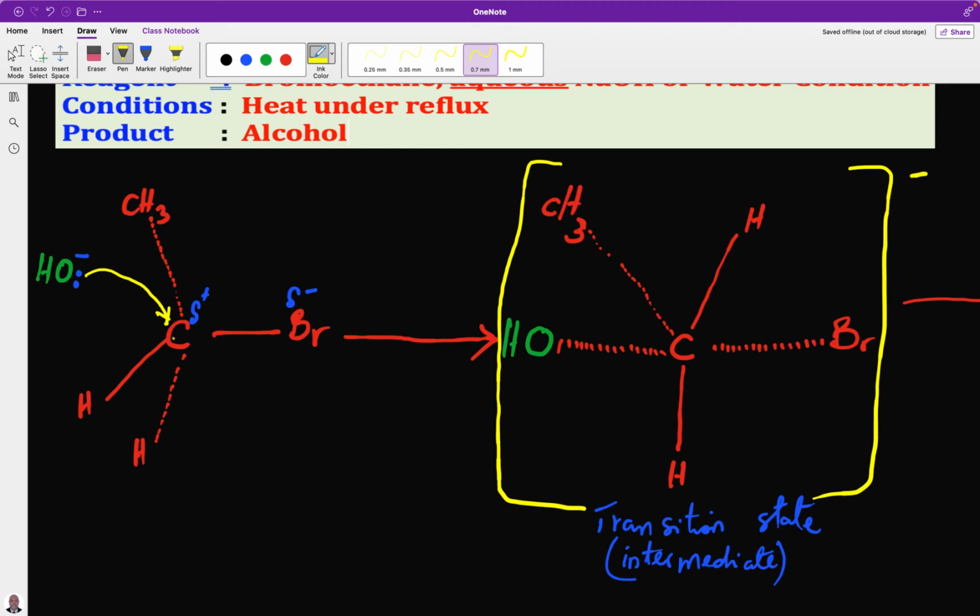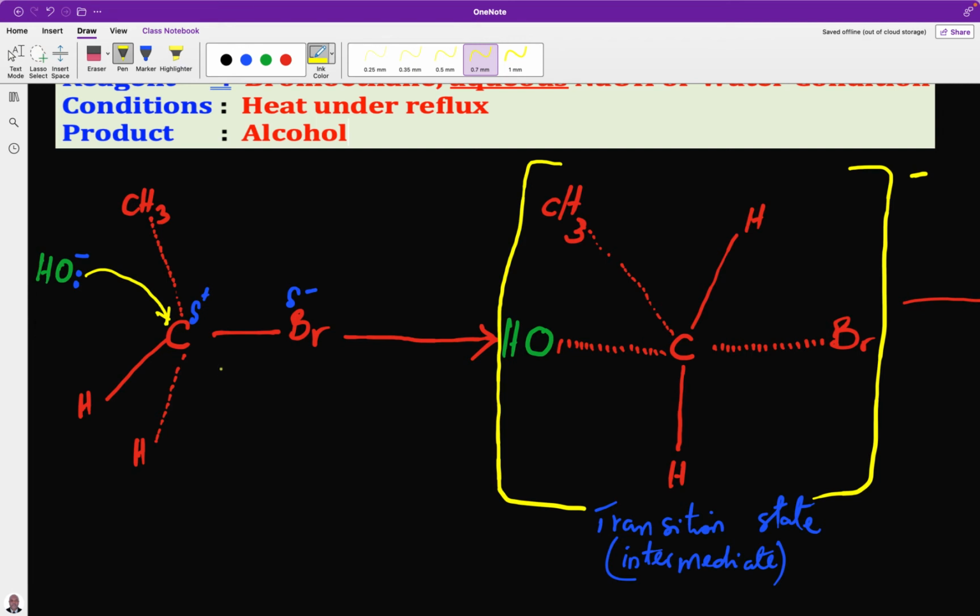Then the partial negative bromine is doing what? As the nucleophile is approaching from the opposite of this bromine, approaching the partial positive carbon to give a lone pair of electrons here, what happened? It is at the same time repelling, pushing the bonding electrons between the carbon and bromine towards the bromine, repelling the bromine further away from this carbon.